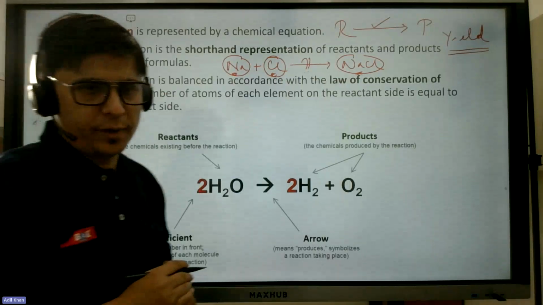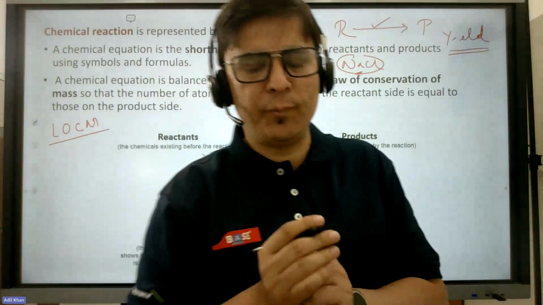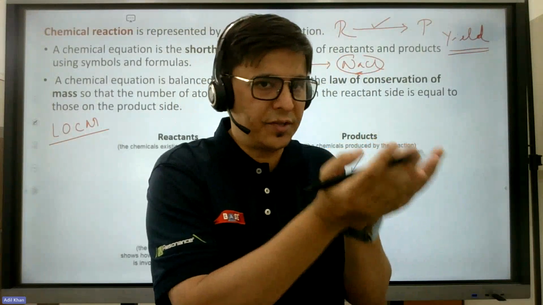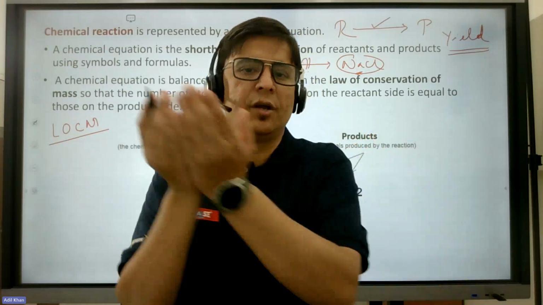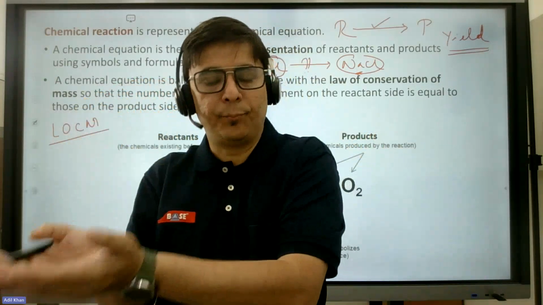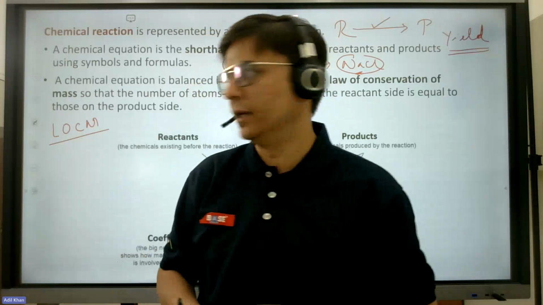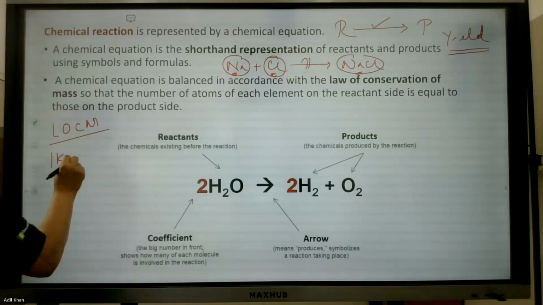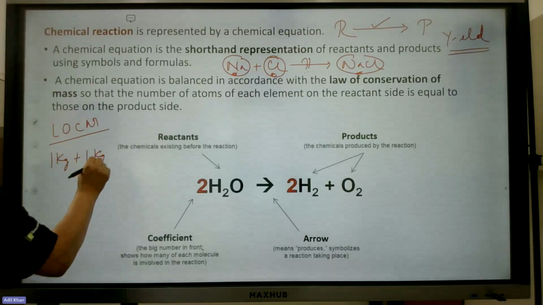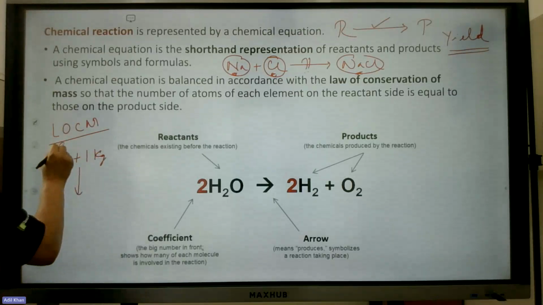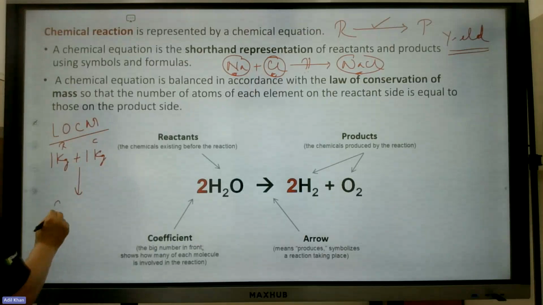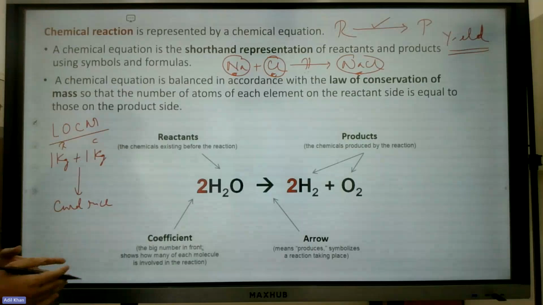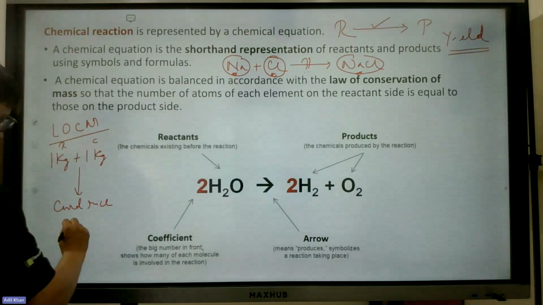What is the Law of Conservation of Mass? Whatever is the mass of the sample at the start of the reaction, the same will be the mass of the product after the reaction. For example, I take 1 kilogram of rice and I mix to it 1 kilogram of curd. So this is my rice and this is my curd. And finally, what will I form? Curd rice. What do you think? How much curd rice will this be? 2 kilogram of curd rice.